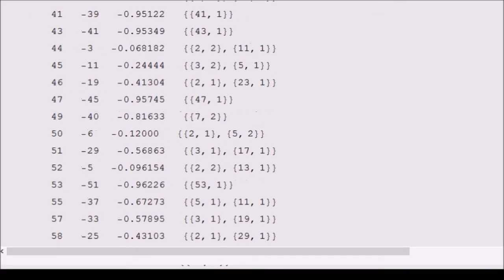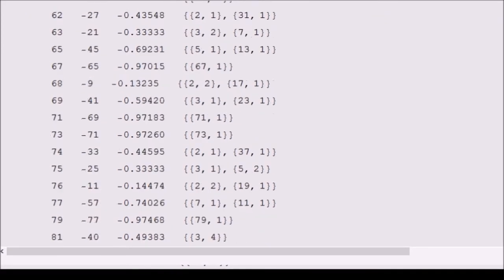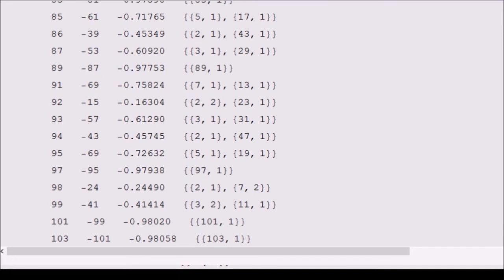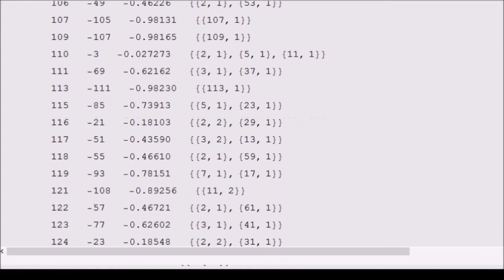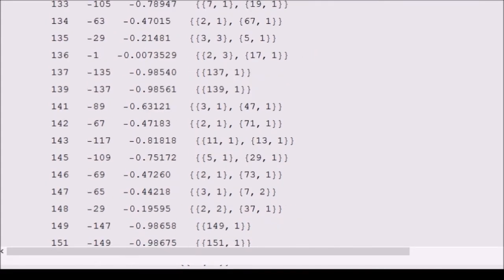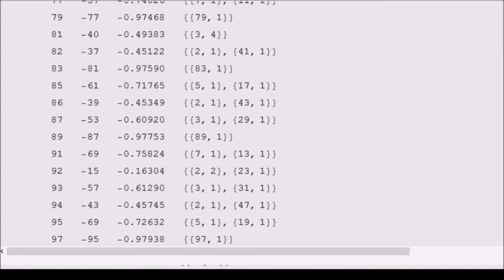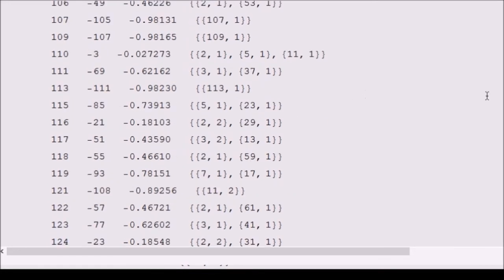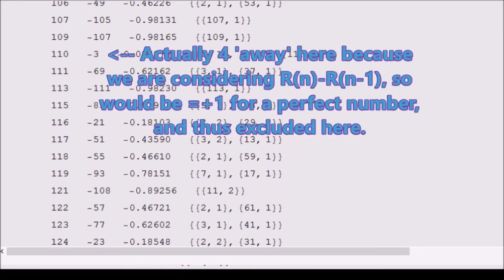And where else is it negative? Well, obviously for near primes, in fact all near primes would have to be negative. And here are some examples. Here's a triple: 110 is -3, which, when you think about it, is 2 residue units away from being a perfect number.